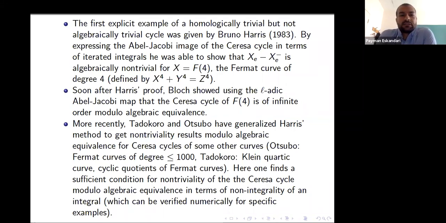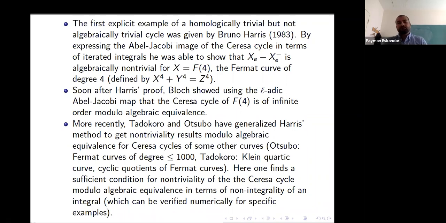Now, more recently, Otsubo and Tadokoro have been able to generalize Harris's method, and they've obtained non-triviality results modulo algebraic equivalence for Ceresa cycles of some other examples. The point is that they really build on Harris's idea. You find sufficient conditions for non-triviality of the Ceresa cycle modulo algebraic equivalence in terms of non-integrality of some integrals. In the case of the Fermat curve or quotients of it, those integrals are special values of very nice functions, like hypergeometric functions.